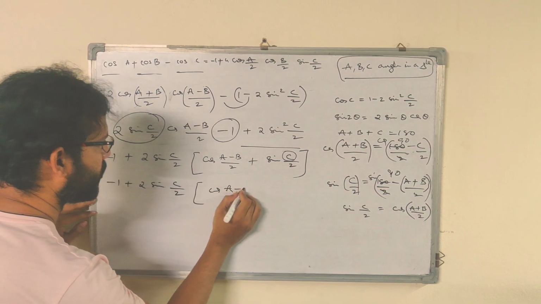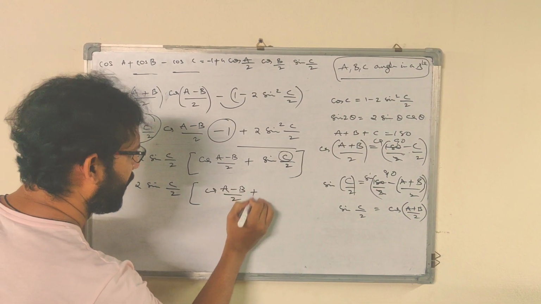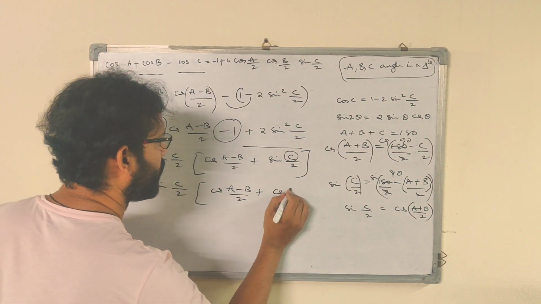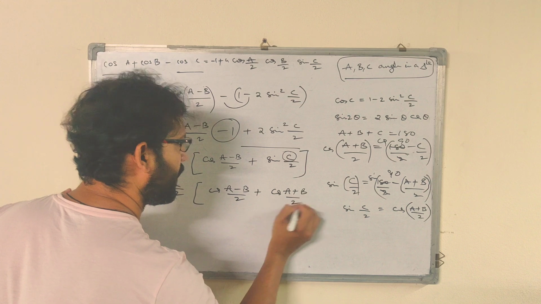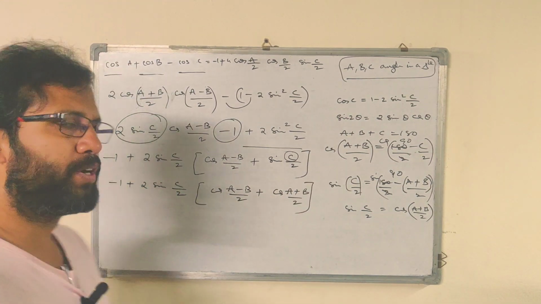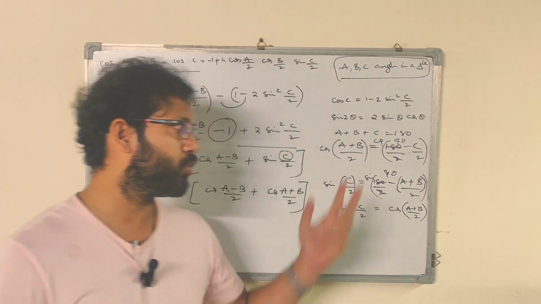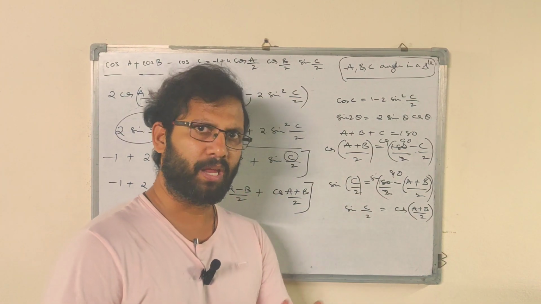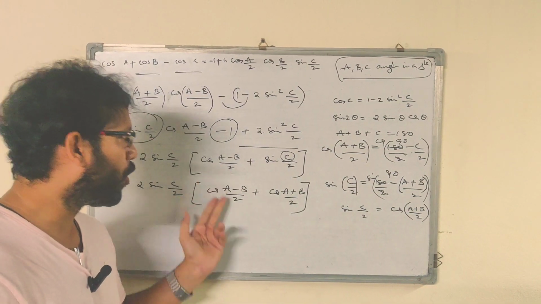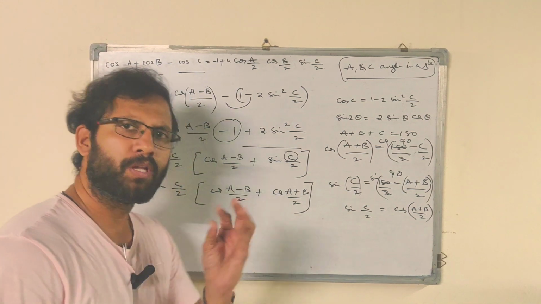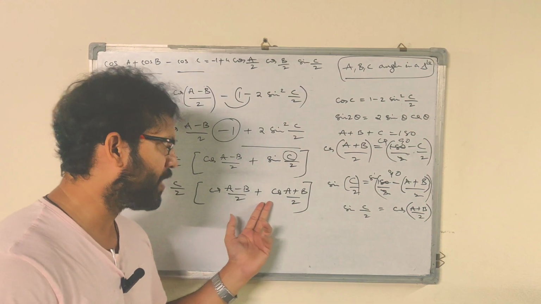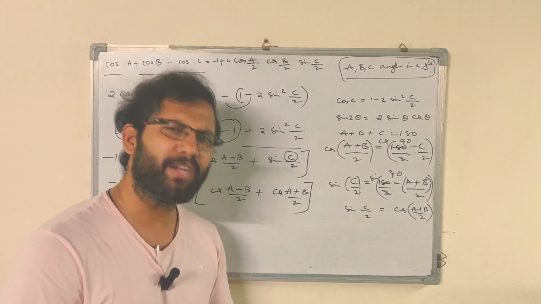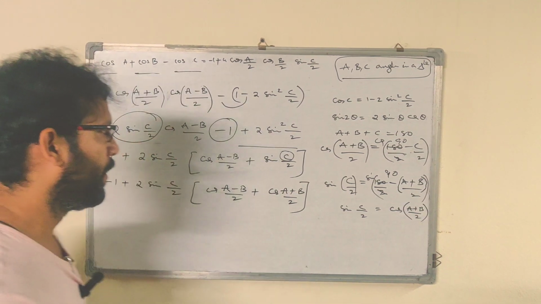cos of (a minus b) by 2 plus, in the place of sin c by 2, cos (a plus b) by 2. See students, some people may get difficulty solving this type of terms. Don't worry. What we have here, cos of (a minus b) by 2, no? Similarly, you can write in the same manner cos of (a plus b) by 2. No problem in that. Okay.